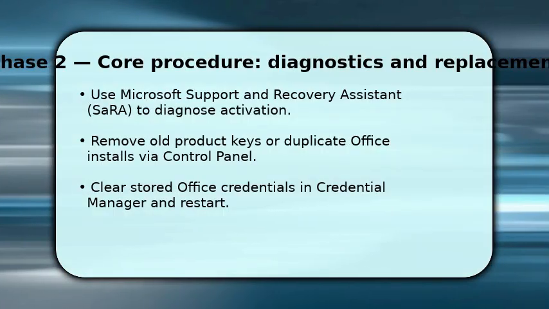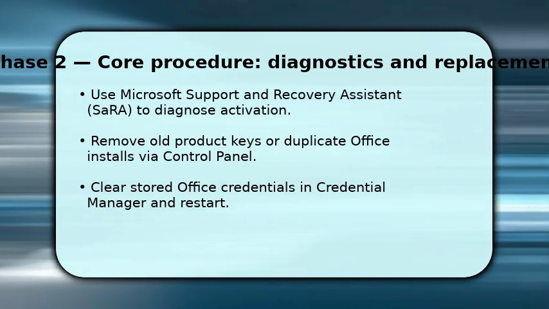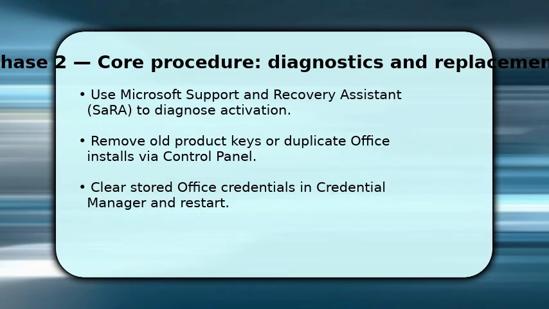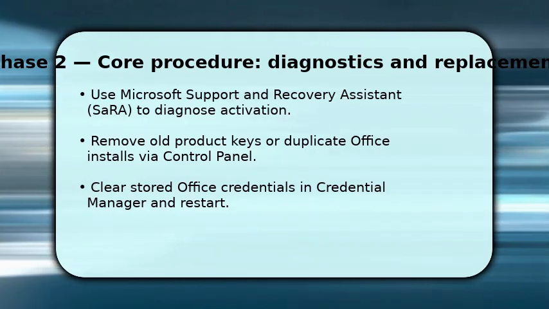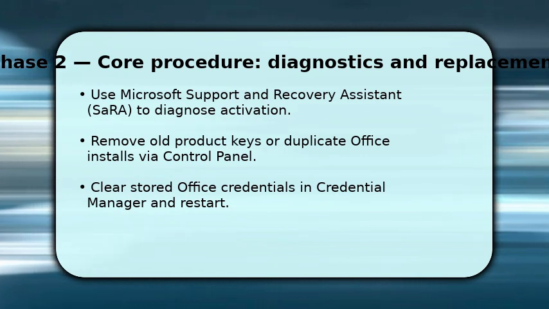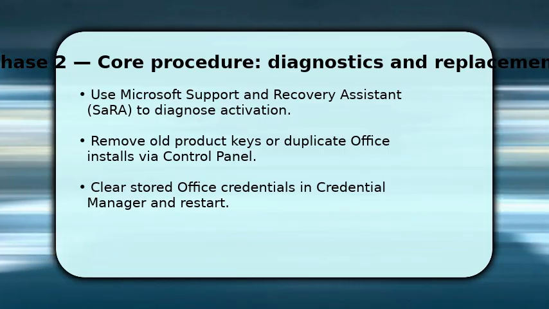Next, focus on conflicting keys and corrupted license caches that often stop activation. Run the Microsoft Support and Recovery Assistant. It automates many checks and can repair account-to-product links. If you previously installed different Office editions, uninstall duplicates and remove old product keys via Control Panel or the Office Uninstaller tool, because multiple keys confuse activation. Also open Credential Manager and delete stored Office credentials so the correct account signs in. After these changes, restart Windows to let the system reset.